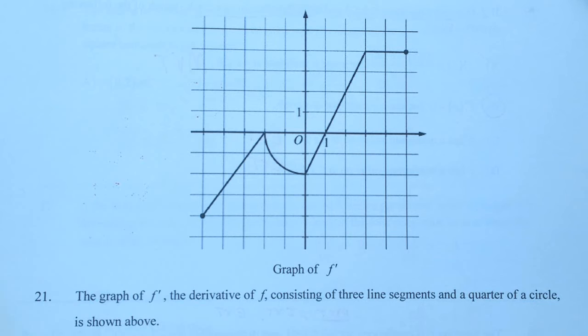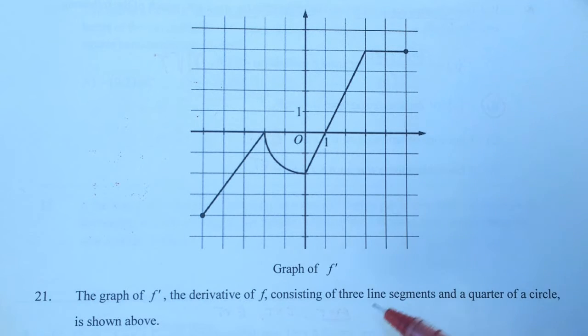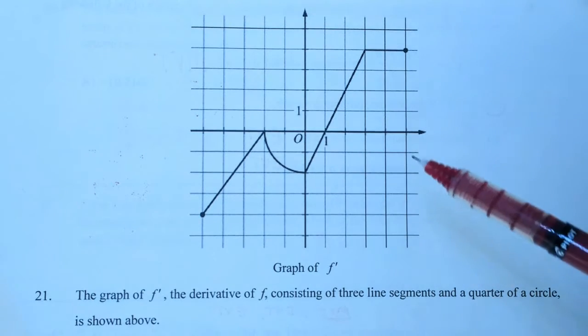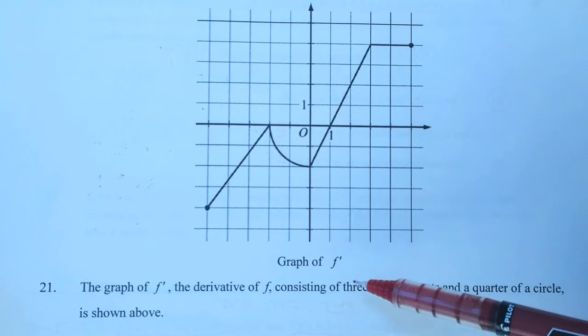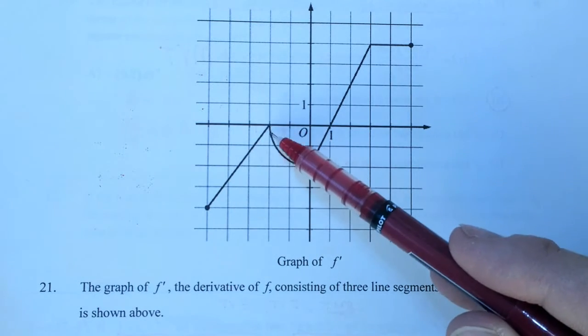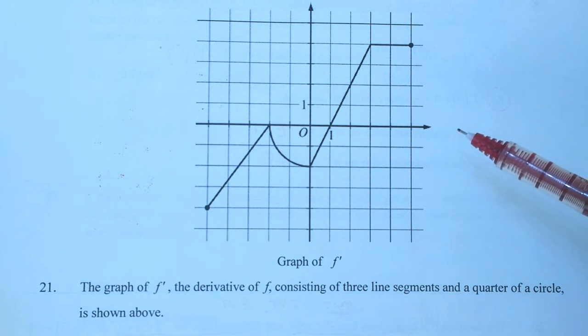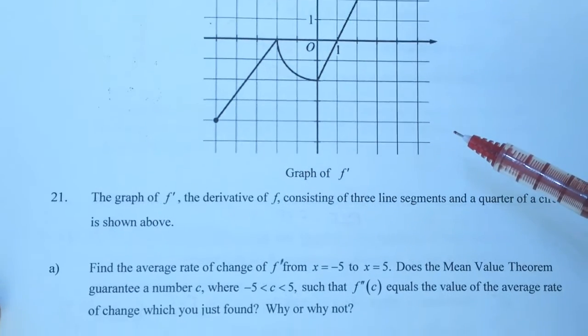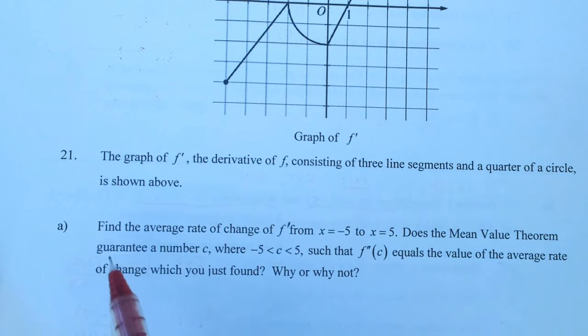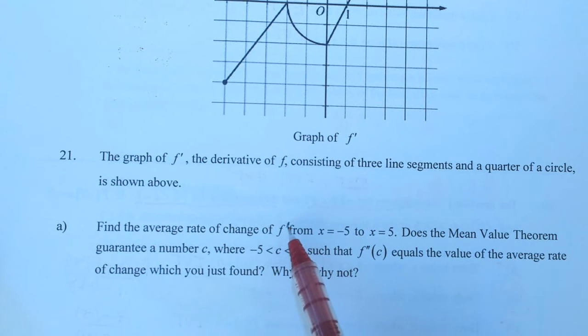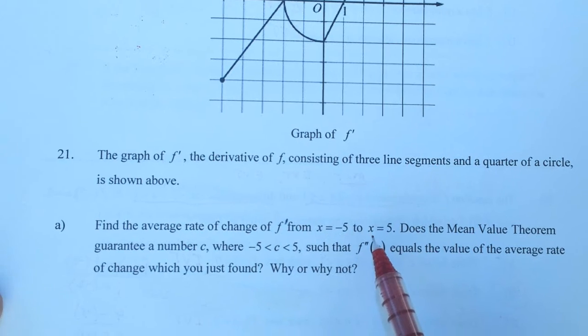Final question on the study guide, number 21. We're given the graph of f prime at the top, and we can see from the description that we have a line, then a quarter circle, and then two more line segments after that. Part A actually has a typo. It says find the average rate of change of f. There really should be a prime mark there. It's f prime. Find the average rate of change of f prime from x equals -5 to x equals 5.